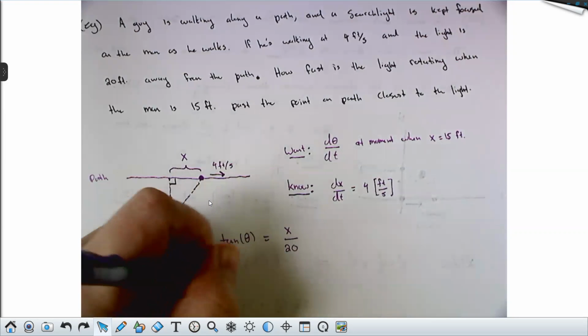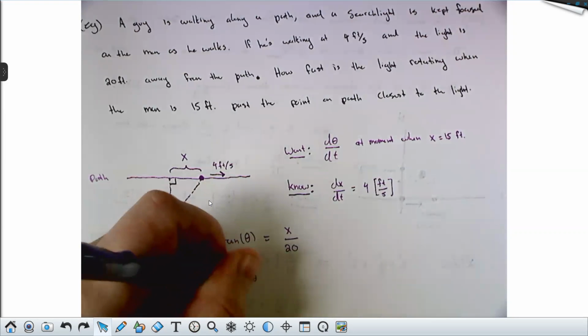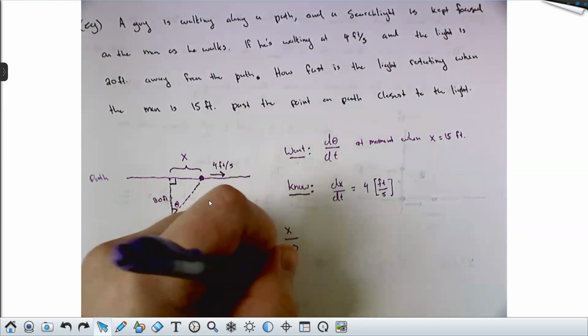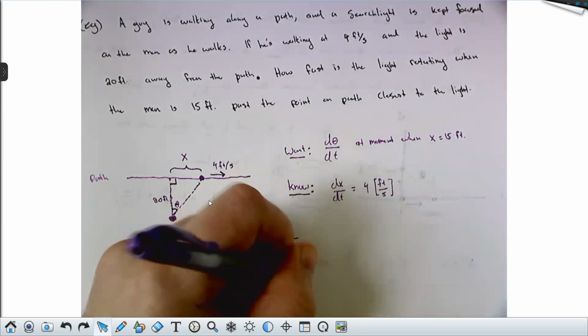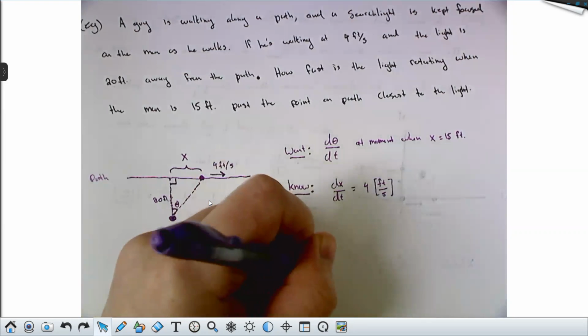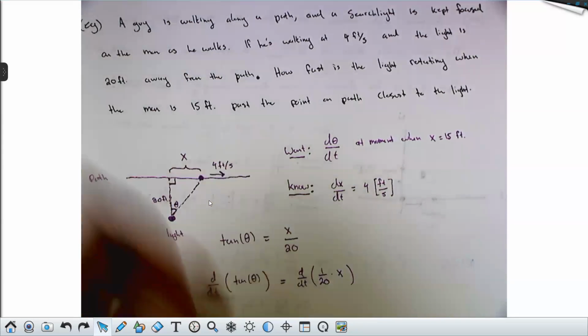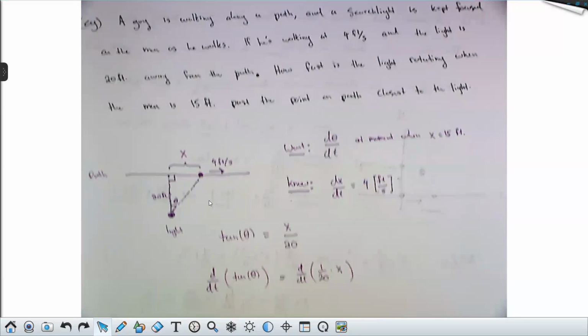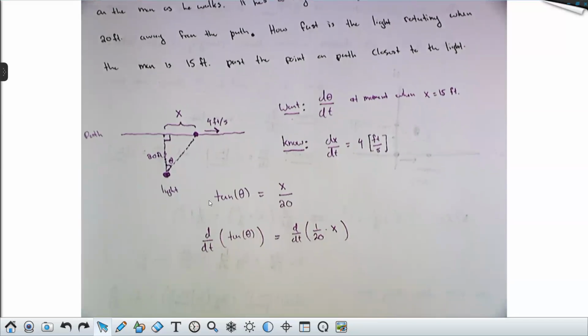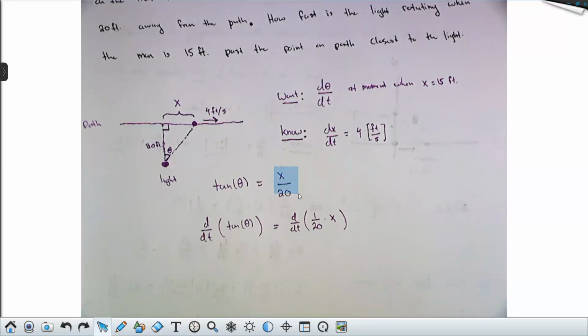So if I differentiate both sides with respect to t, I'll have d/dt of tan theta equals d/dt of, I'm going to write this as 1/20th times x. And I'm doing that to emphasize that the 20 is a constant, so there's no need for a quotient rule here. The bottom isn't a function of time, only the top is. So we might as well write x over 20 as 1/20th times x. That way, instead of messing around with some quotient rule stuff, I can just pop this out.